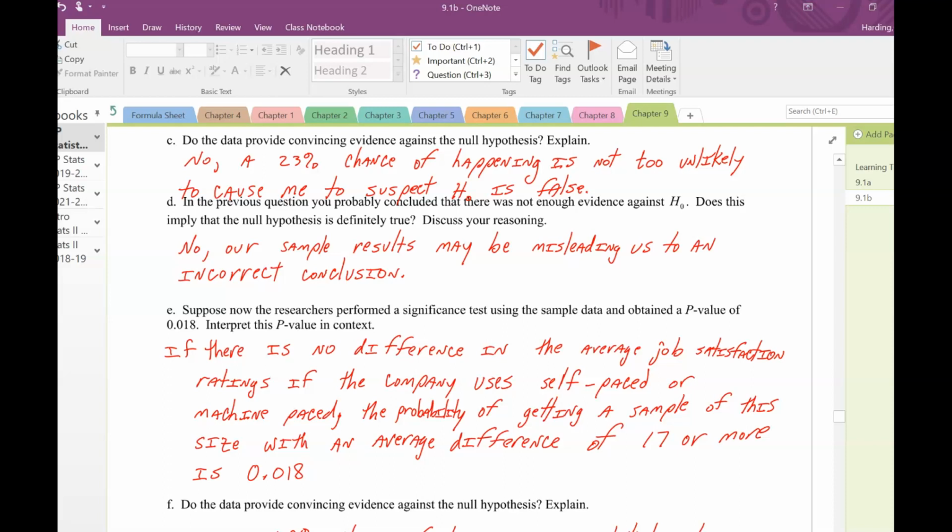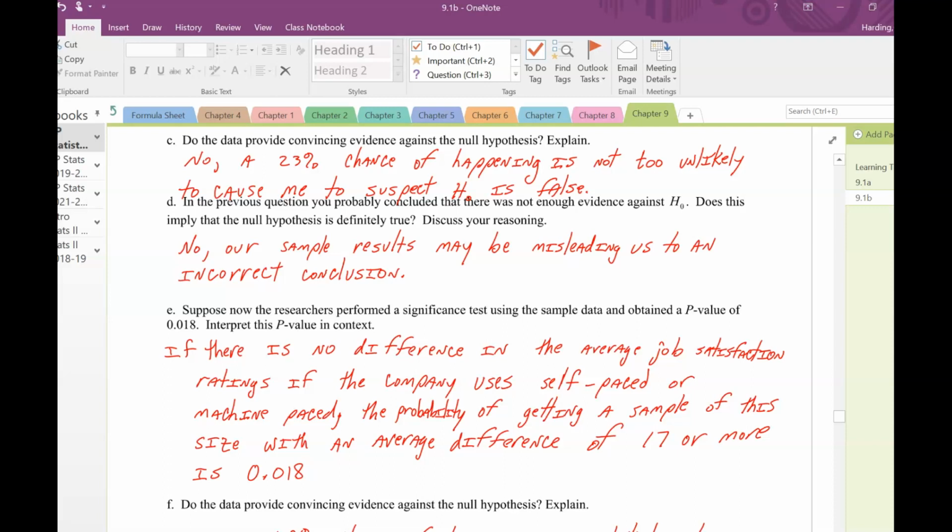We are never actually proving whether the null hypothesis is true or not. So just because you fail to disprove it doesn't mean that you're saying it is true. So you want to avoid using that kind of wording. And in the answer that's on the screen there, no, our sample results may be misleading us to an incorrect conclusion, which is always a possibility.